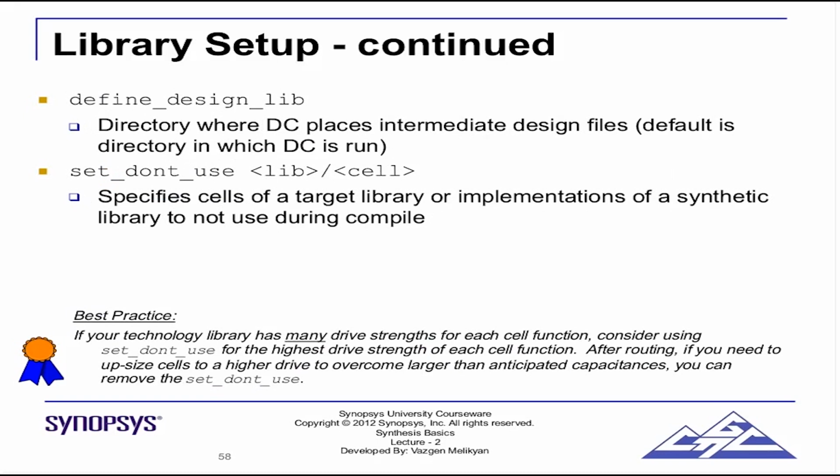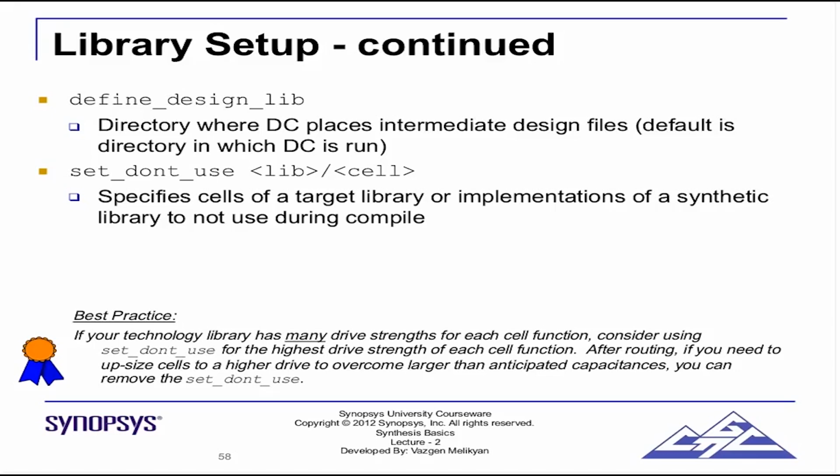There's a command called define design lib. It is a directory where DC places intermediate design files. It will compile the Verilog and produce some intermediate design files. Default is the directory from which you are running DC. If you do not define this, it will dump those files in your present directory. It is very useful to define the design lib to be someplace else, so that you don't have a clutter of data in the present directory.